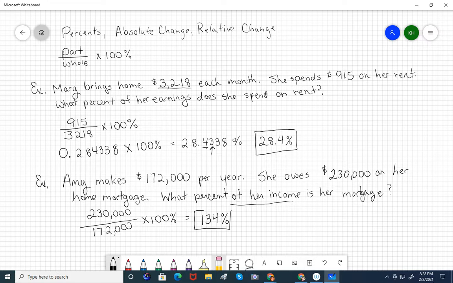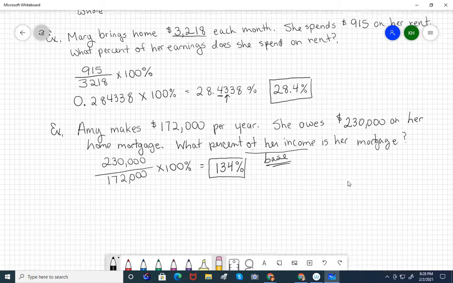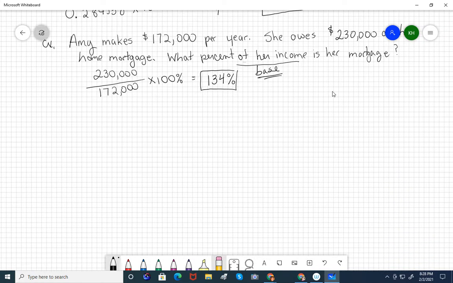Okay. In this case, that bottom number would be considered the base. It's what we're comparing to. We're comparing her mortgage to her income, as a percentage of income. All right. Now, a lot of times we're very interested in how things are changing. Particularly things like our income, our investments, our credit card debt, all of those things we may be wanting to know, how is that amount changing?